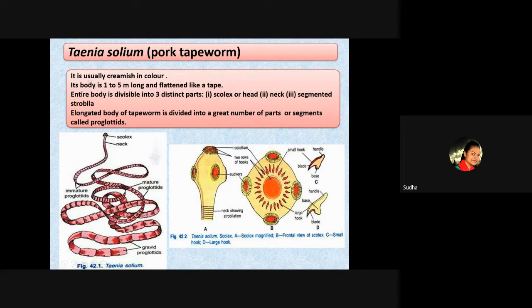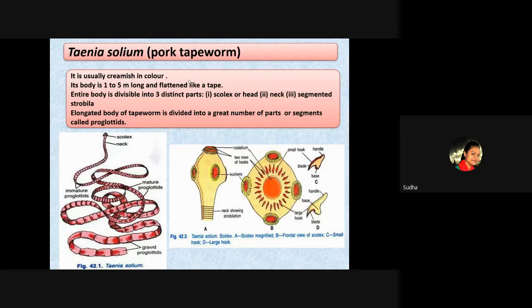First, it is usually creamish in color. Normally we see in books that it's white, but it's not fully white. We can see there is a slight creamy color in it. Its body is 1 to 5 meters long, and it is flattened like a tape. We all know how a measuring tape looks, right? So it looks exactly like a measuring tape. It's flat, it's tapered, so it looks like a tape.